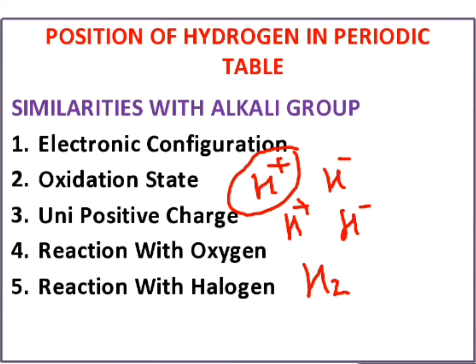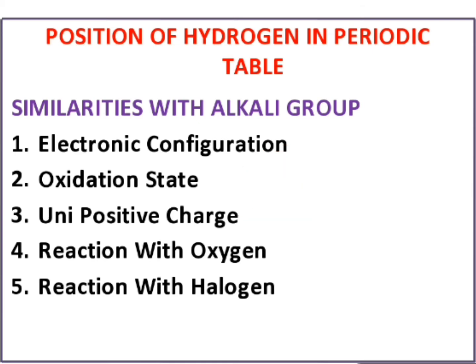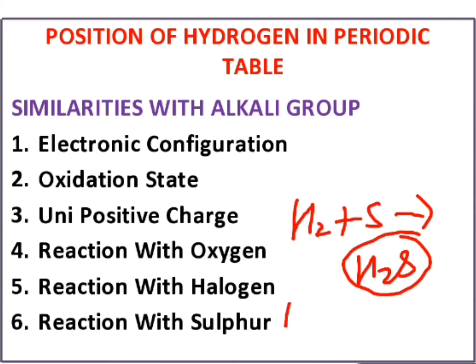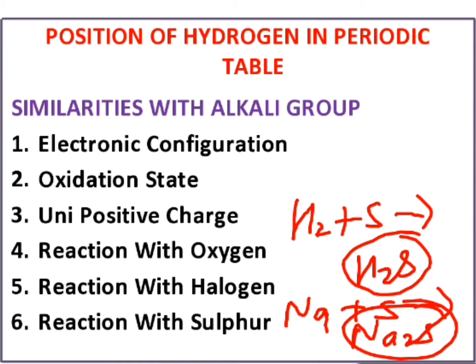So should we place hydrogen in the first group? Let's see in which group we can place hydrogen. This is the first place where we can place hydrogen. One more is reaction with sulfur. In reaction with sulfur, H2 plus S form H2S, like Na plus S form Na2S. So this is the similarity. The chemical property of hydrogen is similar to the alkali group, and sometimes it is different also.